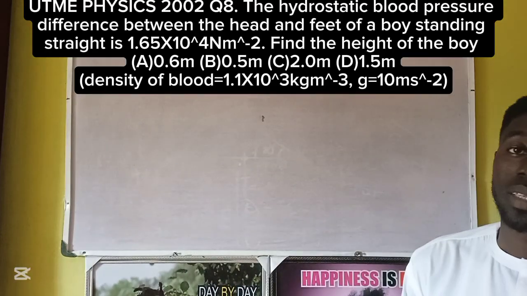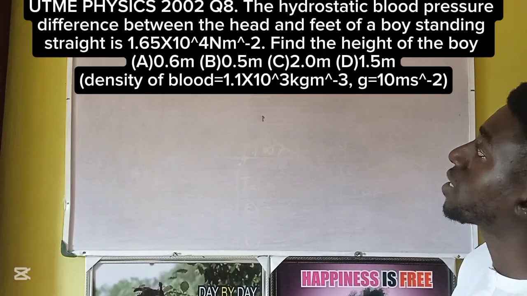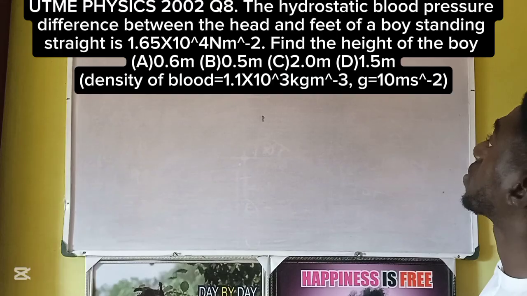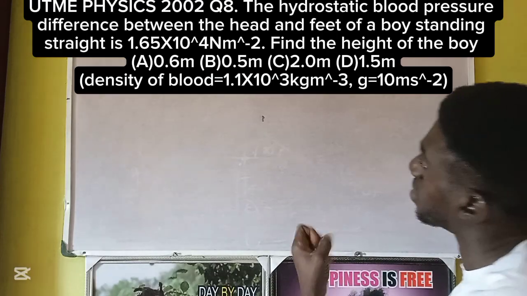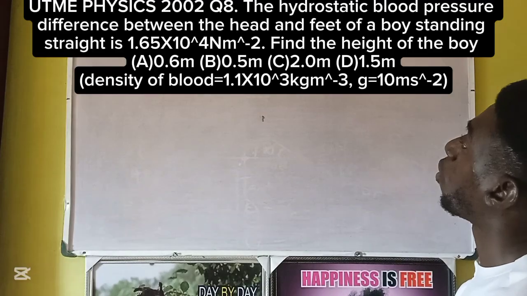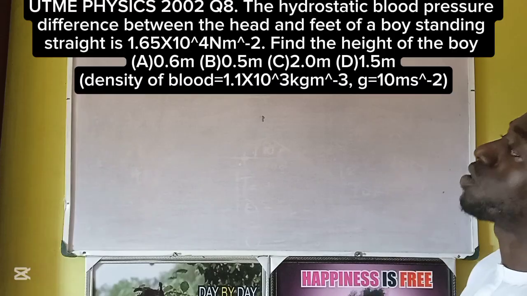JAMB past question 2002, question number 8. The hydrostatic blood pressure difference between the head and feet of a body standing straight is 1.65 × 10^4 newton per meter squared. Find the height of the body.